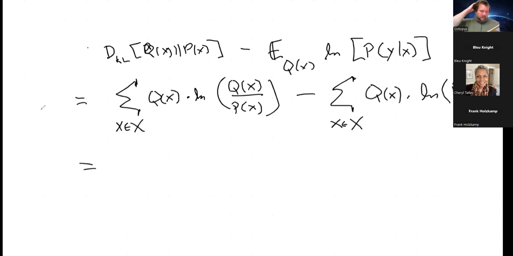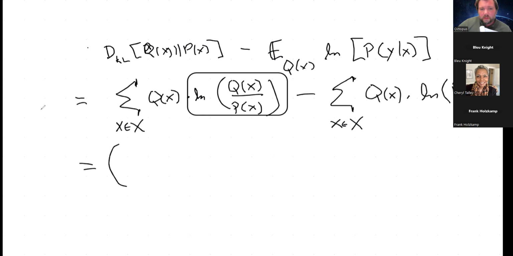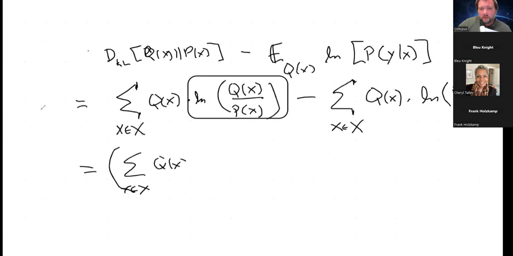Now I am going to use properties of logarithms, and I'm going to replace this part with something that it is equivalent to. So this will become the sum over x of Q of X times natural log of Q of X minus natural log of P of X.